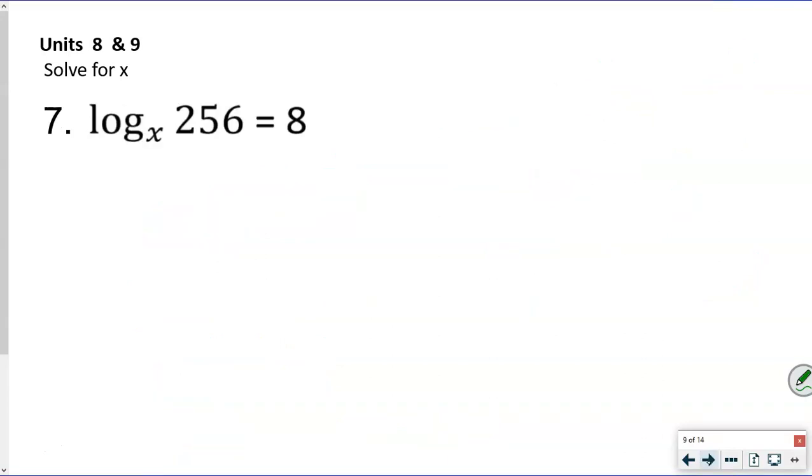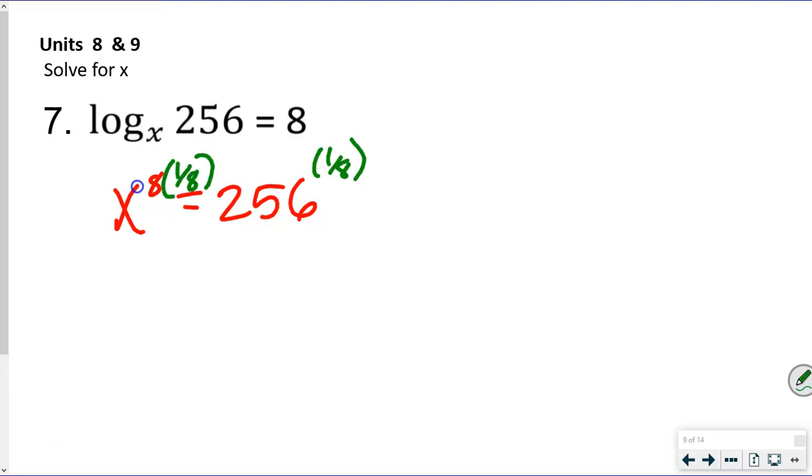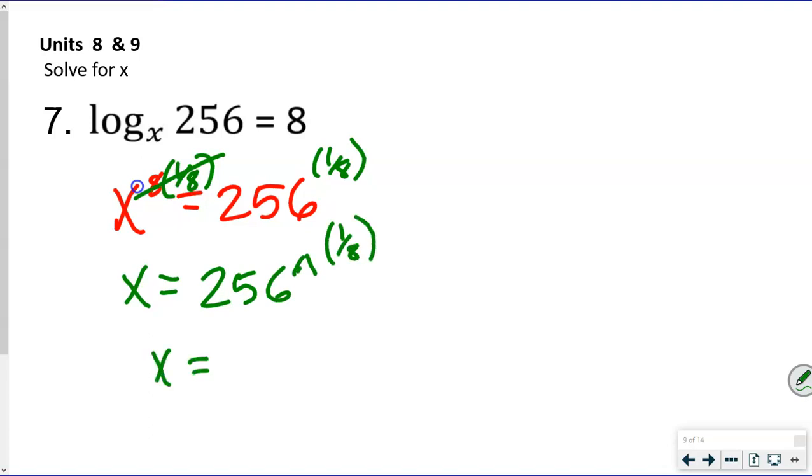Okay, on this one, what number are we on? Number 7. So here again, we're going to write this. Now we're going to take it from logarithm to exponential form. So we take our base, which is x, to the 8th power, and that's going to equal 256. Now this should look like the problem we just did a second ago, right? So we're going to take both of these to the 1/8 power. That's going to cross that out. So x is equal to 256, caret again to the 1 divided by 8 power. And when we do that, we get that x is equal to 2.